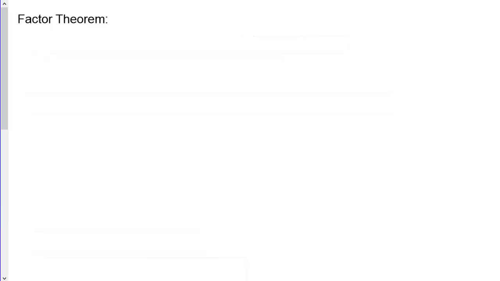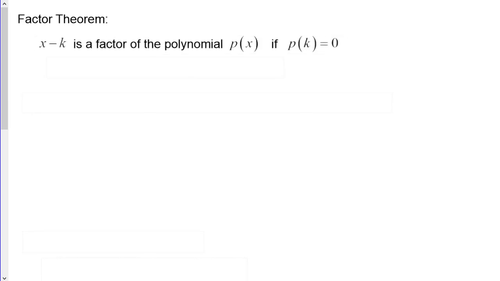Okay, let's get into some theory, starting with what's called the factor theorem. x minus k is a factor of the polynomial p of x if p of k equals 0. What that means is, if you can take the value k, plug it into the polynomial function right here, and that results in 0, then you have a factor of the polynomial.